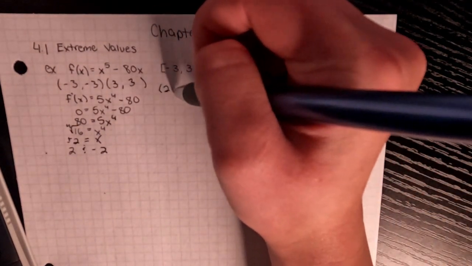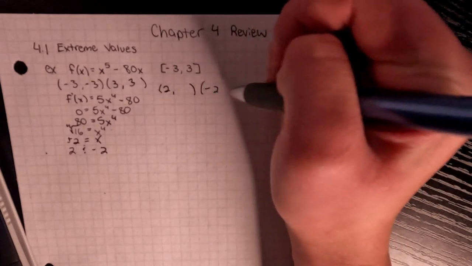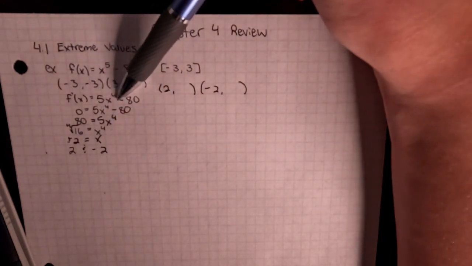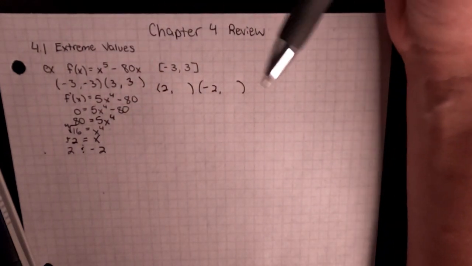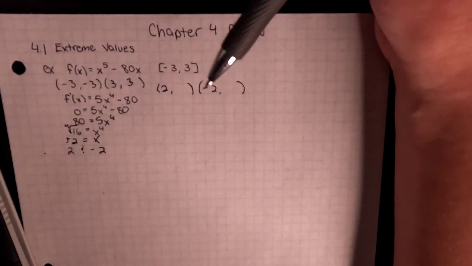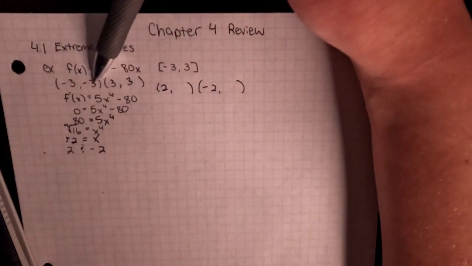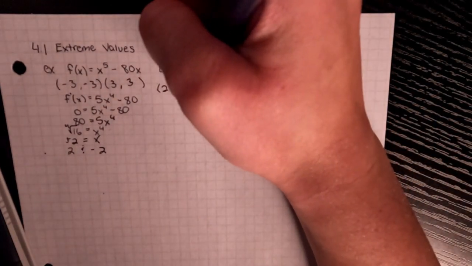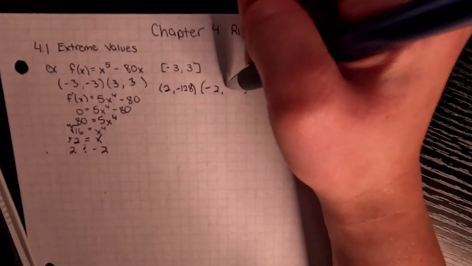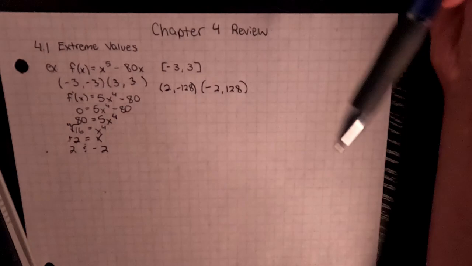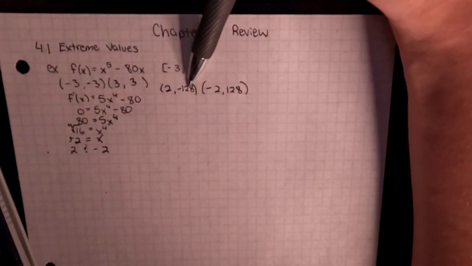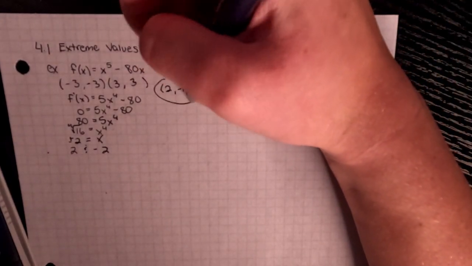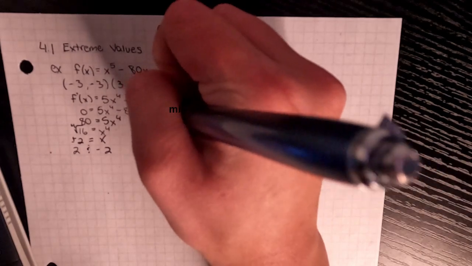So we want to plug both of those into our original function, not our derivative function, our original function, to see what our y values are, and then compare them with the original points from our interval. For this one, I get negative 128, and then for negative 2, I get positive 128. So we just want to see what's the lowest y value between these 4 points, and that's this one right here. So this is going to be our max value.